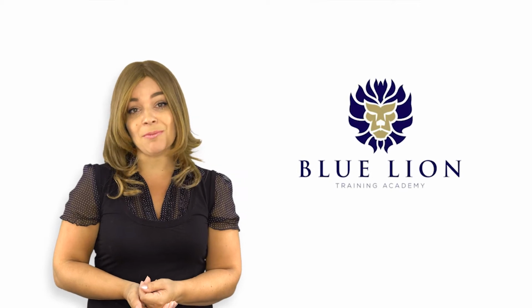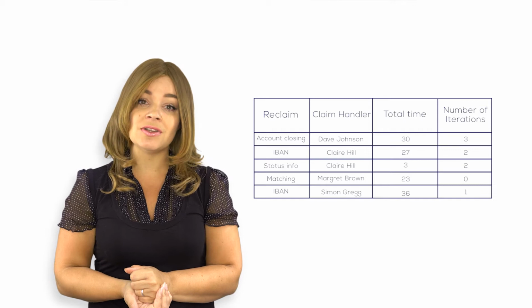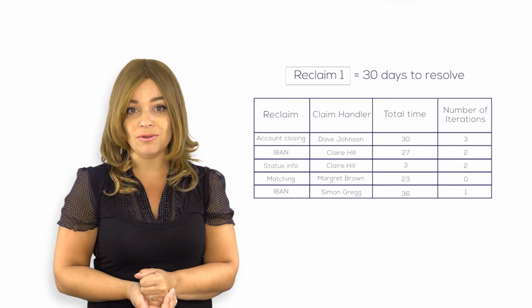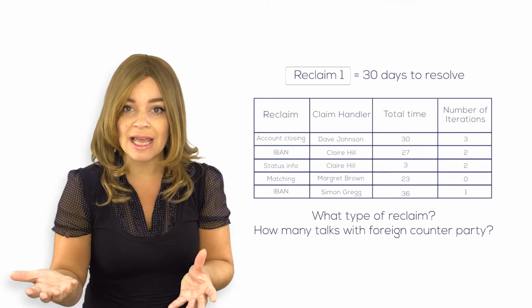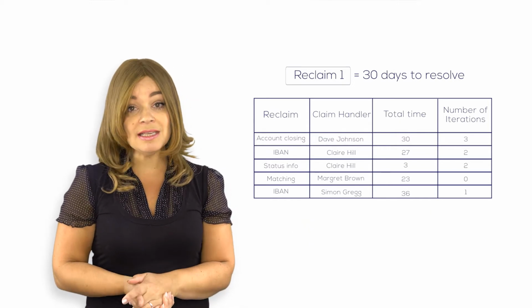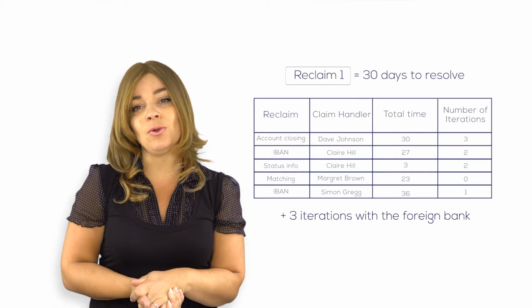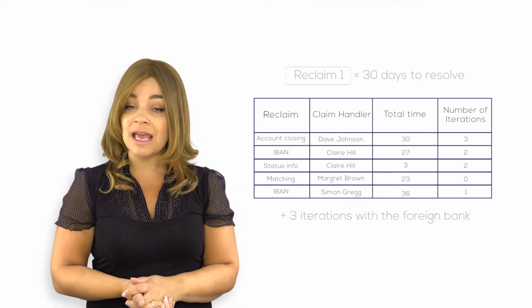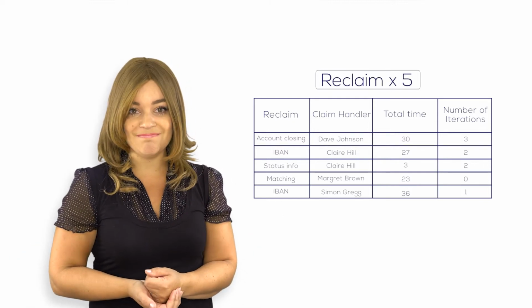In a Lean Six Sigma project, such a characteristic is called the CTQ, or the critical to quality characteristic. For the first reclaim, you can see that it took the team 30 days to solve. We can also look at other aspects of this reclaim, such as the type of reclaim, or how often we have to talk to the foreign counterparty. In this case, it took us 3 iterations with the foreign bank before the reclaim was solved. As department head, you collect this data on multiple reclaims, and here we have 5 of those.